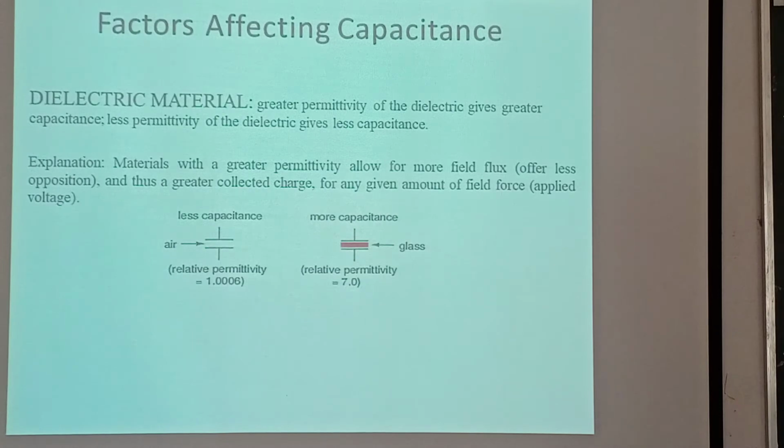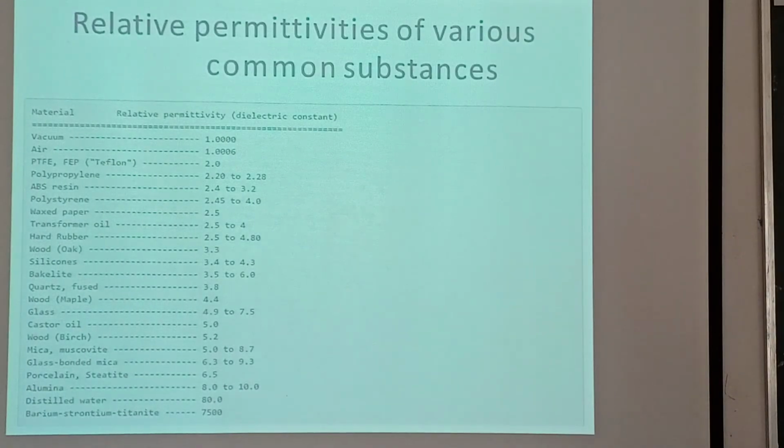The next factor is dielectric material. The greater the permittivity of the dielectric, the greater the capacitance, and the less the permittivity, the less the capacitance. Why does this happen? Because materials with a greater permittivity allow for more field flux and thus a greater collected charge for any given amount of field. So greater permittivity gives greater capacitance. These are the relative permittivities of various common substances. For air, it is 1.0006. All other examples have been given in this slide.